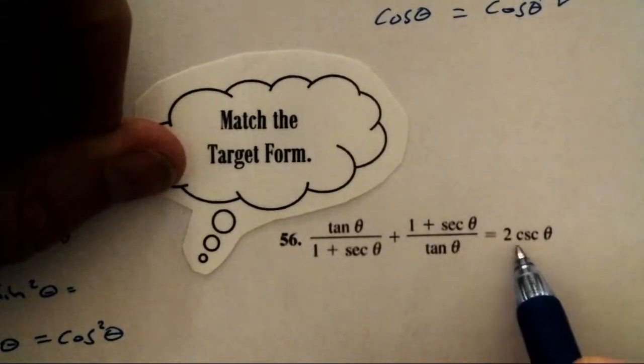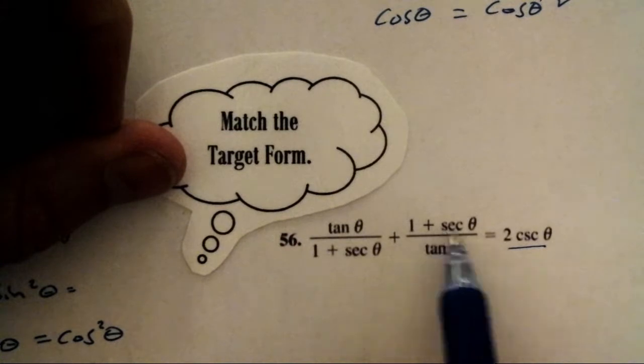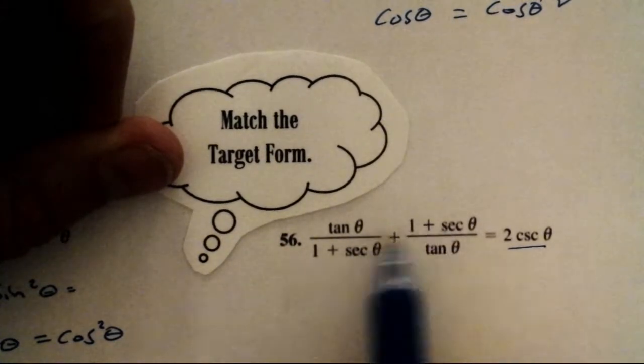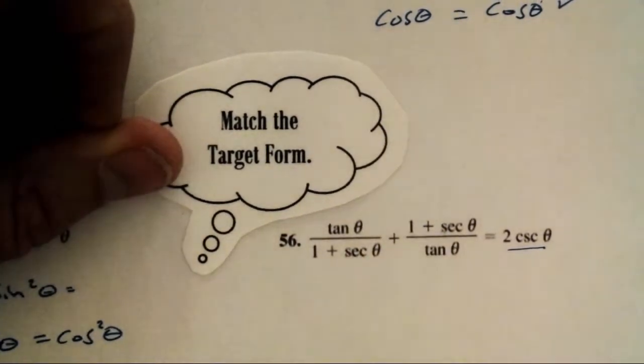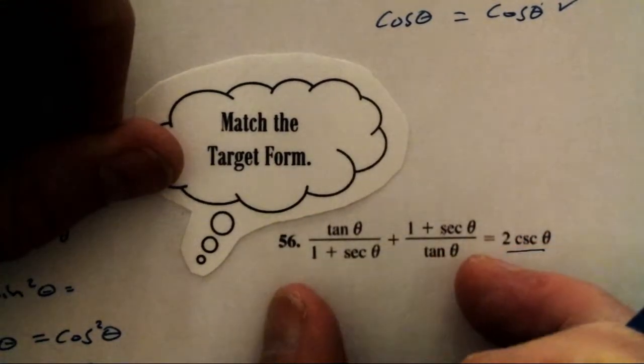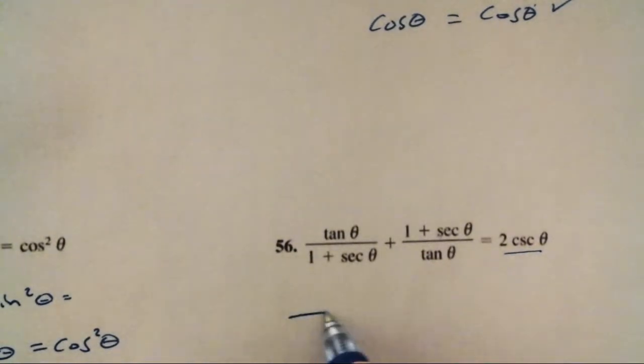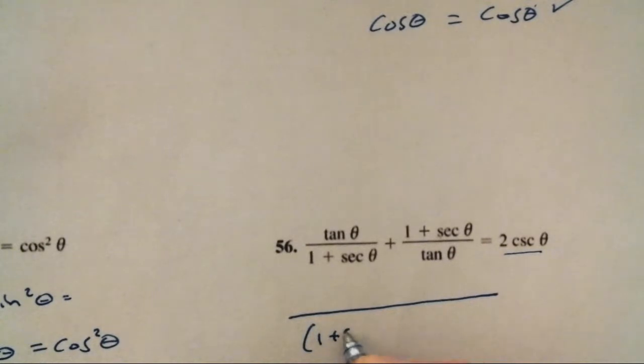My target is a monomial. This is a binomial. I would like to combine these, add these together, and get a monomial. So my form, binomial, turn it into a monomial, I have to add those fractions together. So my least common denominator, as we worked on in 5.1, I need a factor of 1 plus secant theta.